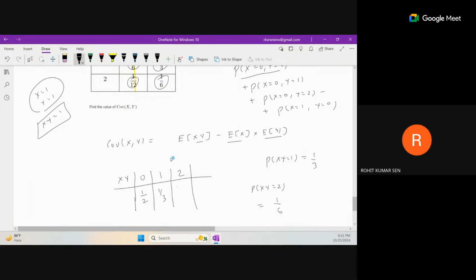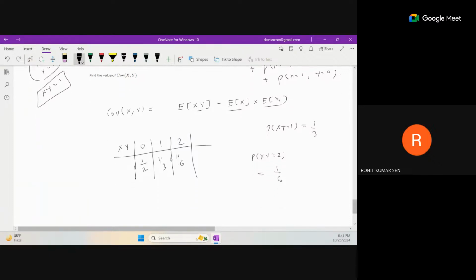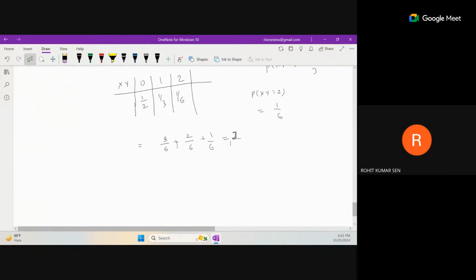Okay, so let's add them. It is going to be 3 by 6 plus 2 by 6 plus 1 by 6. It is adding up to 1 also. So my distribution is correct. For xy the distribution is correct.